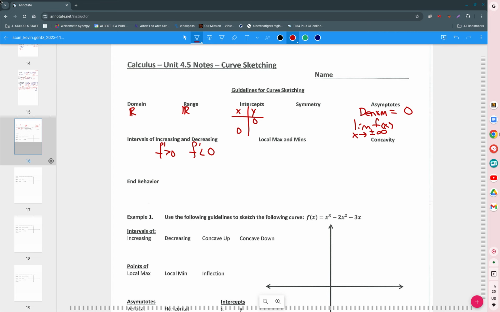Our local max, that occurs when f prime changes from what to what? Positive to negative, very good. And the local min happens where f prime changes from negative to positive. So we're looking for those change of signs for the first derivative. Now it'll tell us local max or local min. Concavity, where it's concave down, where f double prime is less than 0. And it's concave up where f double prime is greater than 0. That's our behavior for concavity.